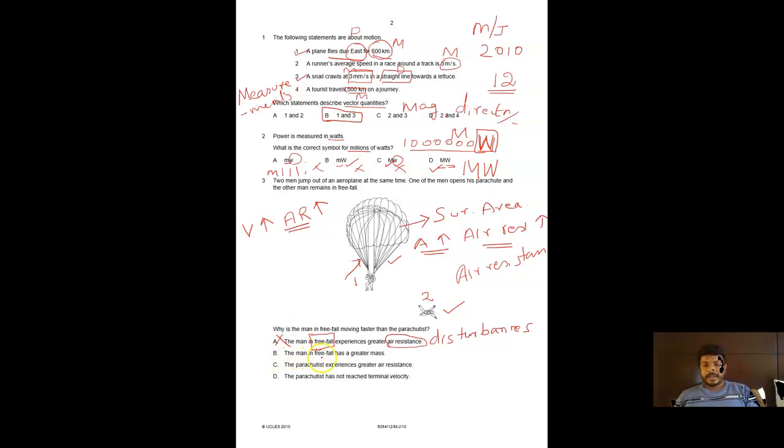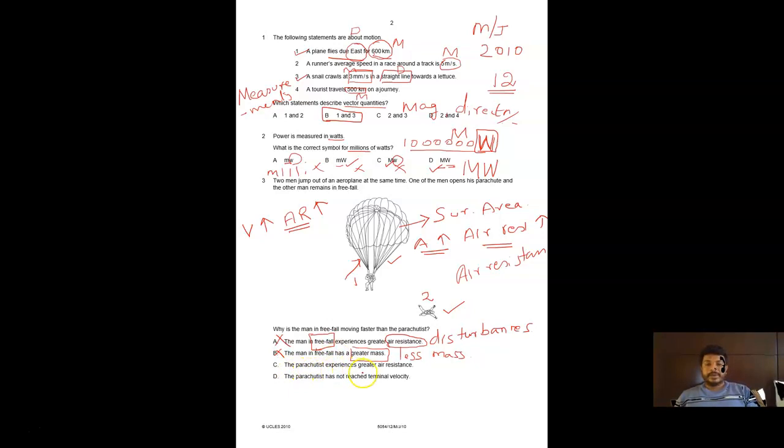And the second option, the man in free fall has greater mass. Next important concept here, you see, greater mass or less mass. Any mass will not be affected by the gravity. So the mass will not be affected by the gravity. So this option is wrong.